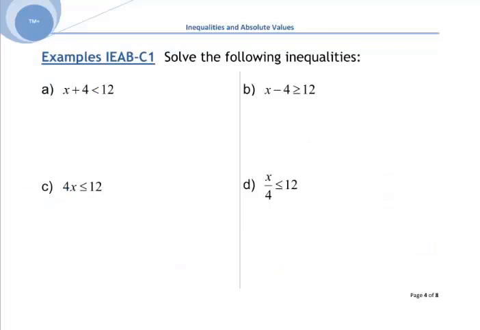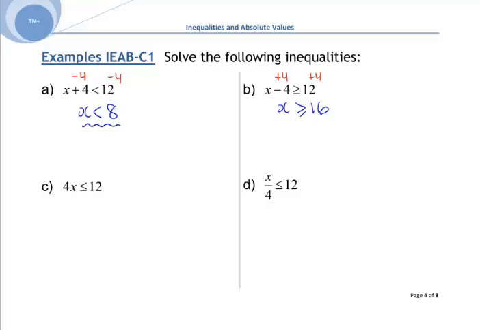x plus 4 is less than 12. Now to isolate that plus 4, I take 4 from both sides. So x is less than 12 take 4, which is 8. And that is my solution. x take 4 is greater than or equal to 12. To isolate that x, I'm going to add 4 to both sides. So x is greater than or equal to 16.